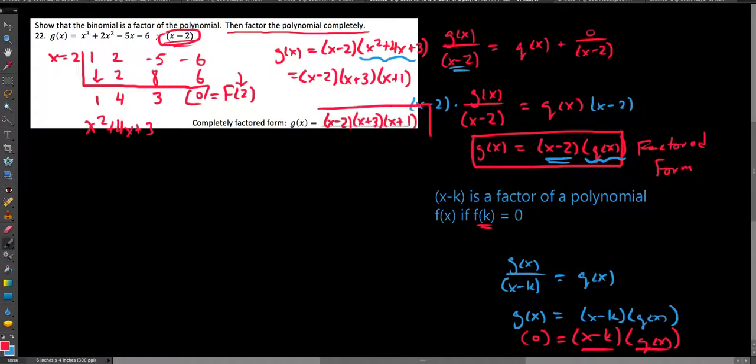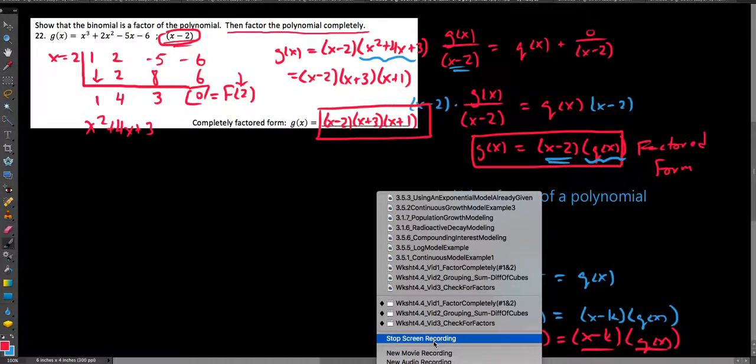This would be a really, truly beneficial form to have this in, because it would also help us find the solutions, or the zeros, of this function. So really easy, just divide out the known factor and then factor the remaining quotient. Cheers.